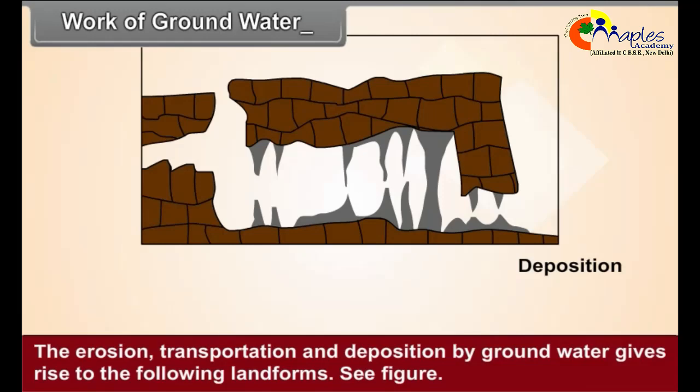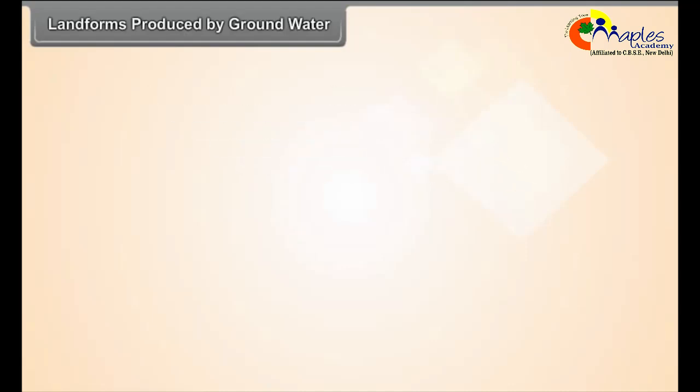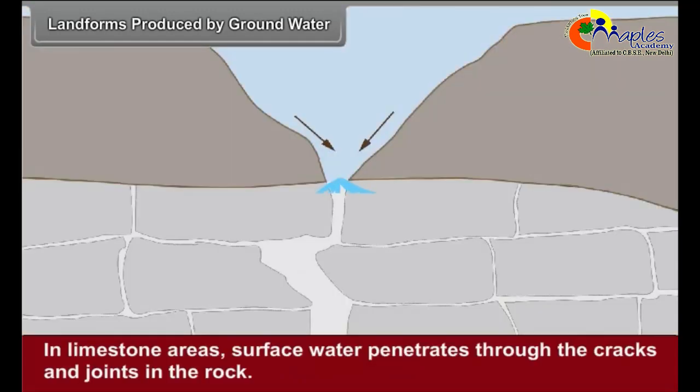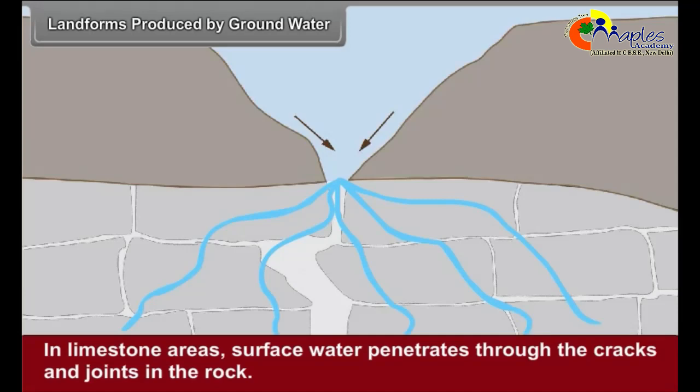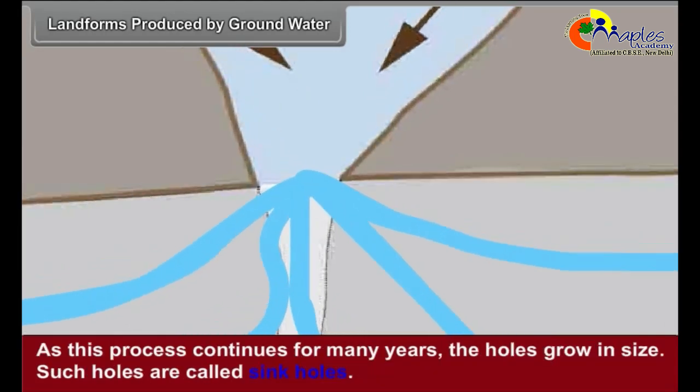See figure 10.1. Landforms produced by groundwater. Number 1. Sinkholes. In limestone areas, surface water penetrates through the cracks and joints in the rock. Some amount of limestone gets dissolved in this water, leading to the formation of holes on the surface. As this process continues for many years, the holes grow in size. Such holes are called sinkholes.